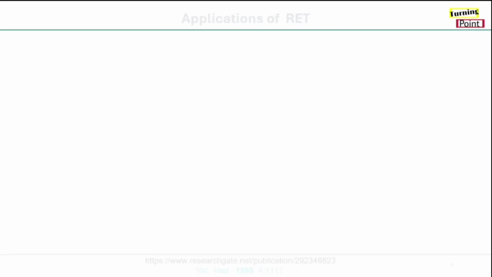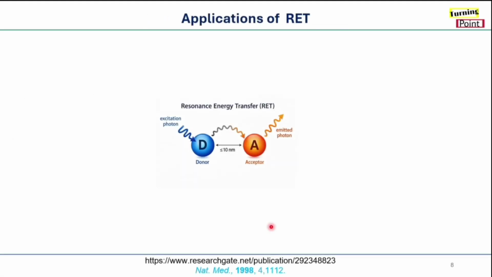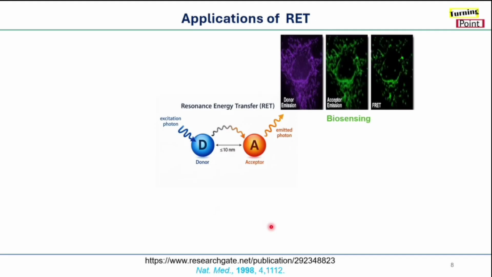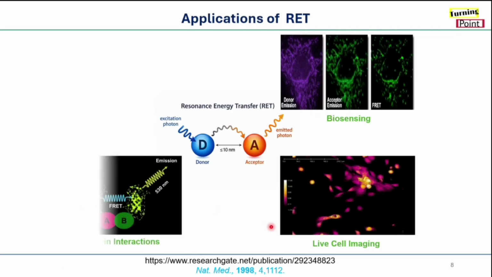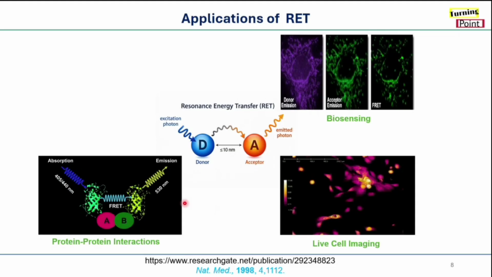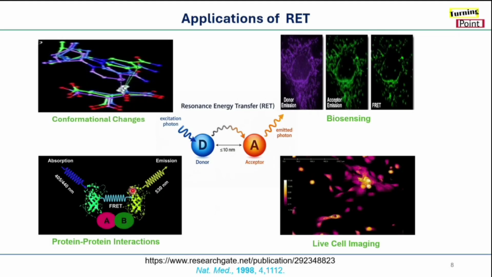Because of this strong distance dependency, resonance energy transfer has a wide range of applications in biology. It is used in biosensing for detecting biomolecules, and extensively in live cells for imaging or to track molecular events in real time. It is also used in protein-protein interactions. When two proteins, labeled with a donor and an acceptor molecule, come into close proximity, we can see resonance energy transfer. As a consequence, we can observe the binding between these proteins. It is also widely used to study conformational changes of proteins and biomolecules.